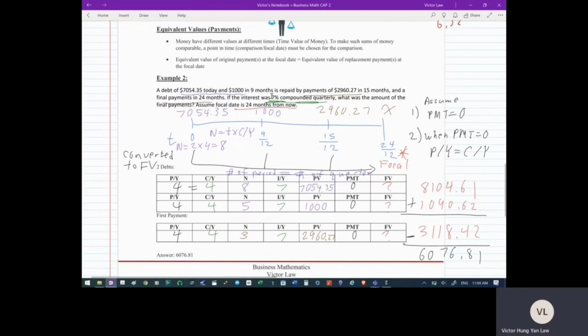And then we know that the interest is 7% compounded quarterly. 7% is your IY. Compounded quarterly means 4 times a year, so our CY equals 4.